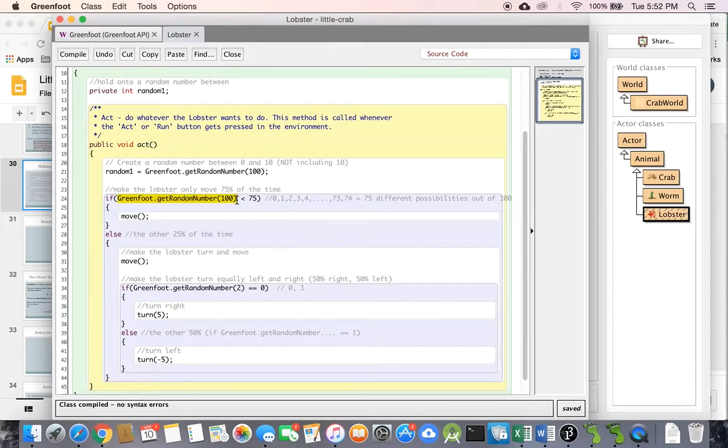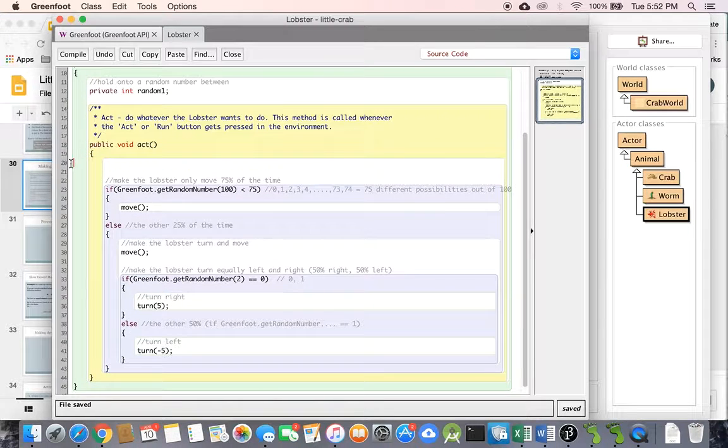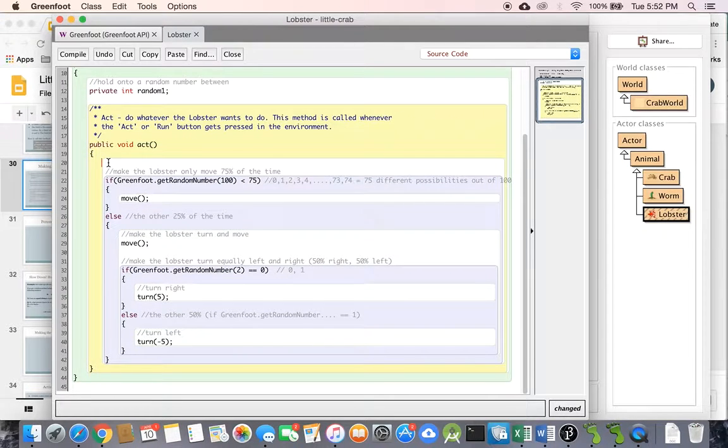So we could say random 1 is less than 75. So that makes it a little bit more easy to digest, but keeping it as we had it before works as well. So we can either store the random number and use it, or we can just use it right away like so. Okay, so in other words, this is kind of irrelevant right now with the way that we have it here, but we'll talk more about that later.